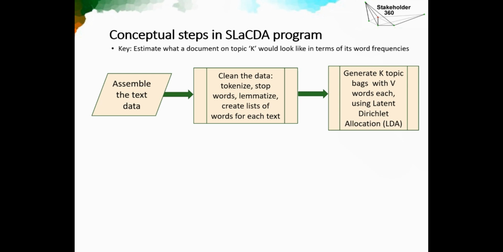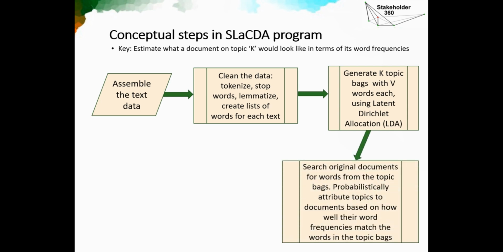The parameters of these distributions are systematically changed in order to maximize the probability of creating the original documents. The distributions that maximize that probability give us the topics for each document and the words for each topic. Once the topics and words are determined, SLaCDA searches the original texts for the words listed in each topic bag and characterizes them as belonging to one or more topic.